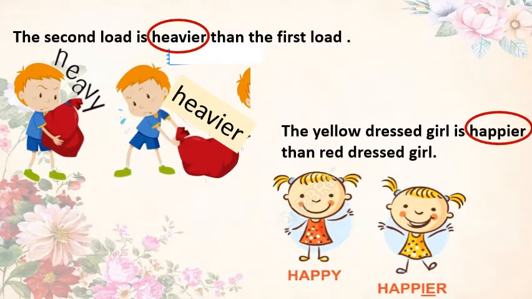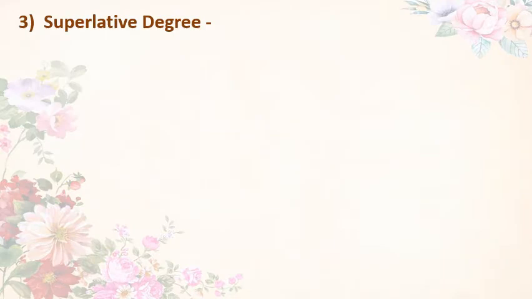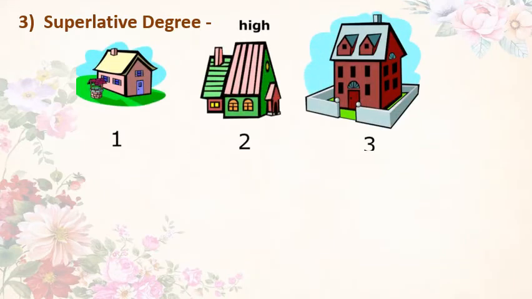Heavier and happier. Now we will move to superlative degree. See dear students, here we compare a thing with three or more than three things. Here three houses are there. Okay. Here we are going to use the word high as a positive. Okay. We are going to compare the height of the houses. First one, observe the picture. First house, second house, third house. Okay. We will do comparison here.